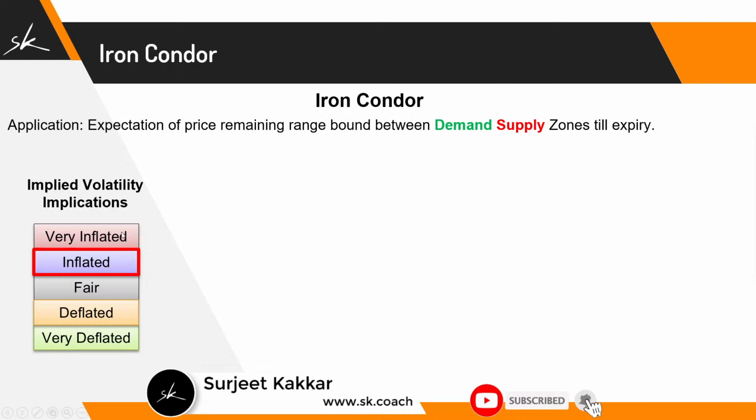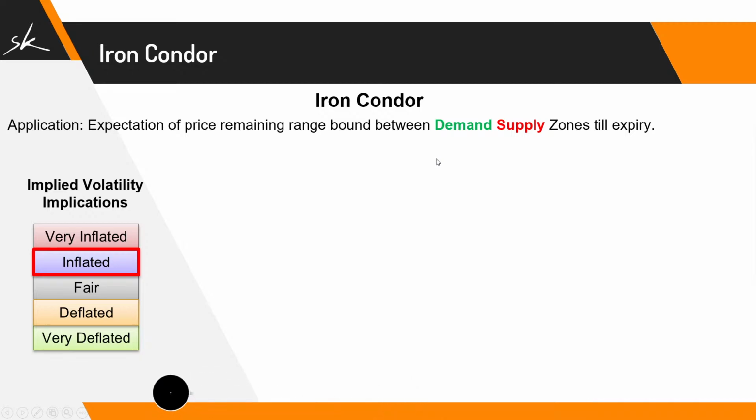All right, so like I already said, the application is when we have an expectation that the price can remain range bound within our demand and supply areas till expiry. That is where we apply iron condor, specifically when the implied volatility is in section 4. Now, how do we check our volatility section? I have already made the indicators absolutely free. You can go through lesson number 27, where I talked about how you can get access to those indicators absolutely free, and those indicators will help you understand in which section the volatility is as of now.